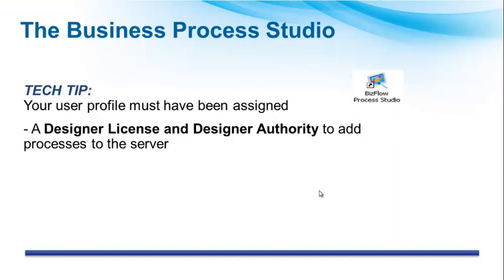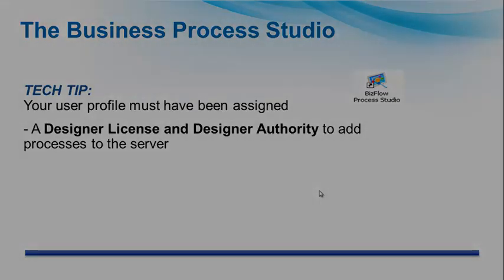One key thing that you need to be aware of when you're logging into the server is that your user profile needs to have a designer license and needs to have designer authority. Remember, we talked about licenses and authorities earlier. In order to add processes to the server and to use the design tool when you're connected to the server, you need to have these two items. Of course, your student ID is going to have this already defined. This is for your information when you connect to another BizFlow server. This will be required on the user that you log in with.